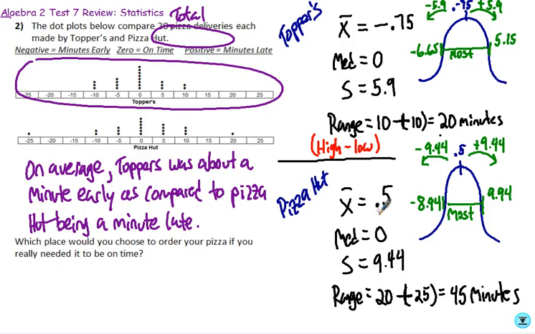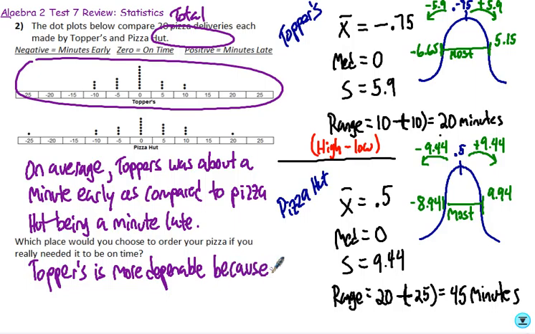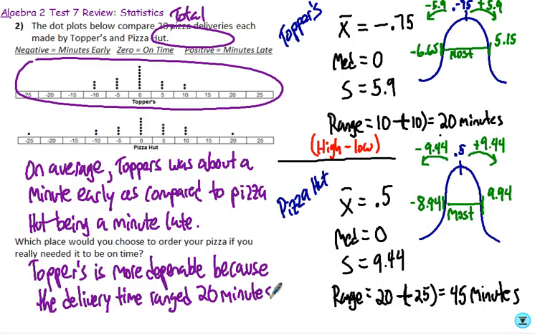So we want to then also kind of look at a couple of the other numbers that we looked at. We could say, too, let's talk about the range. We could say that Toppers is more dependable because the delivery time ranged 20 minutes as compared to 45 minutes for Pizza Hut.